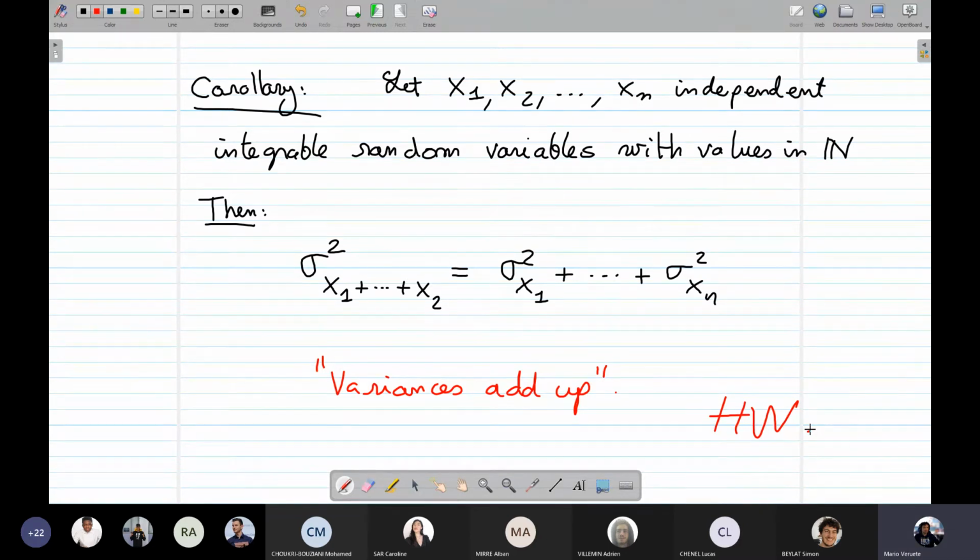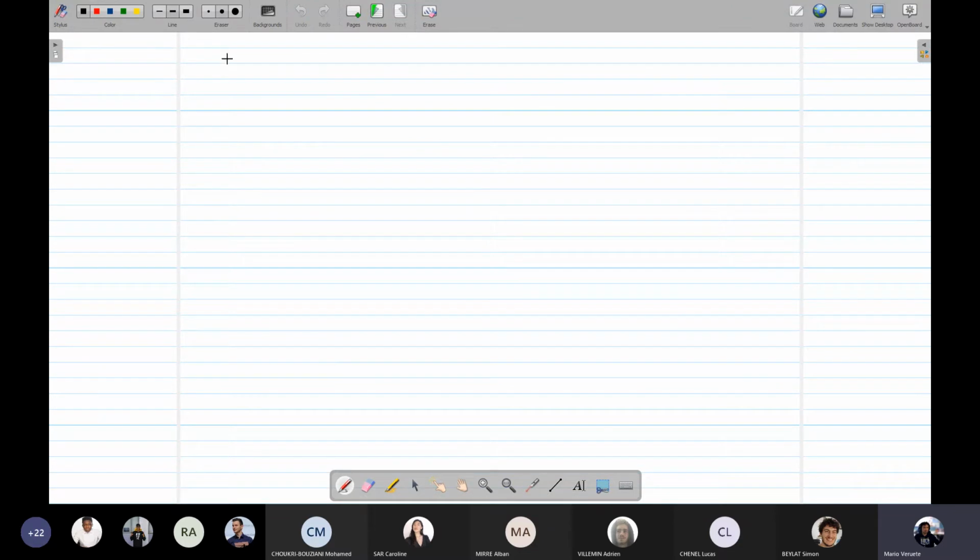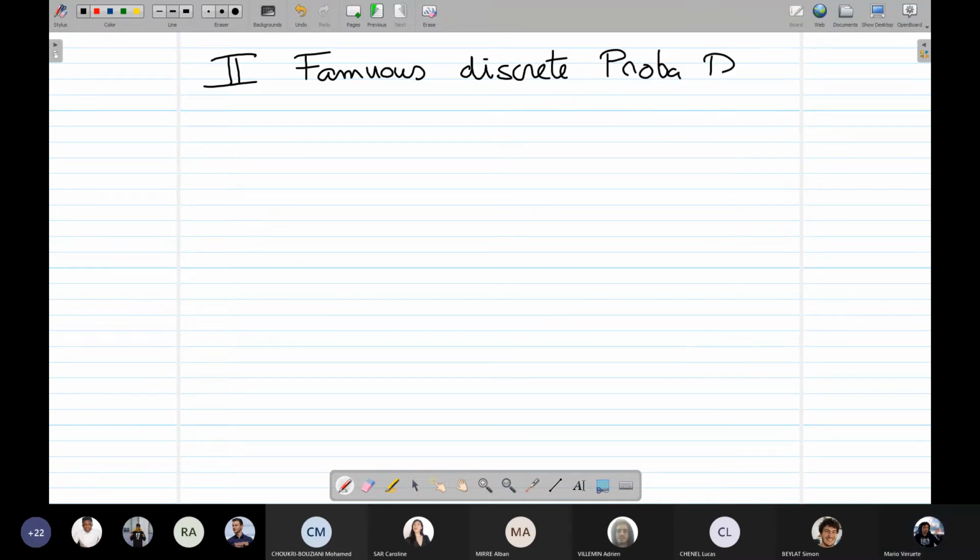That's the end of the basic things. Now we can start talking about famous discrete probability distributions. So this is like chapter number 2. Famous discrete probability distributions.